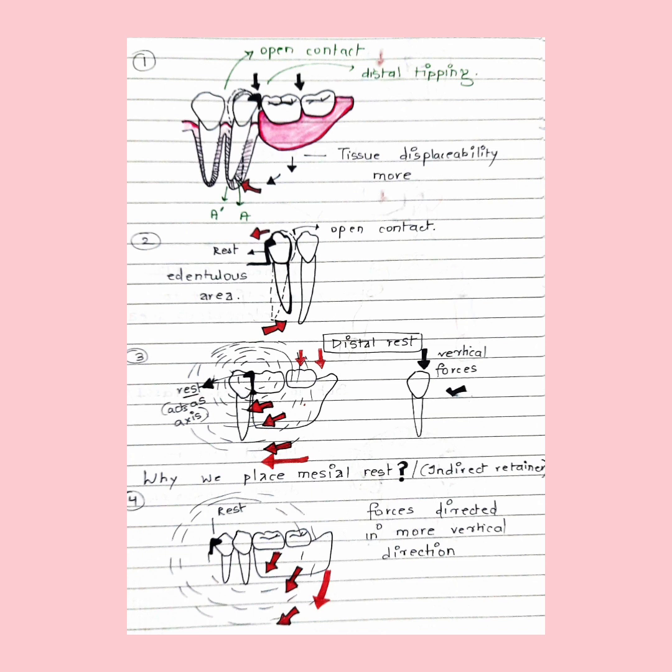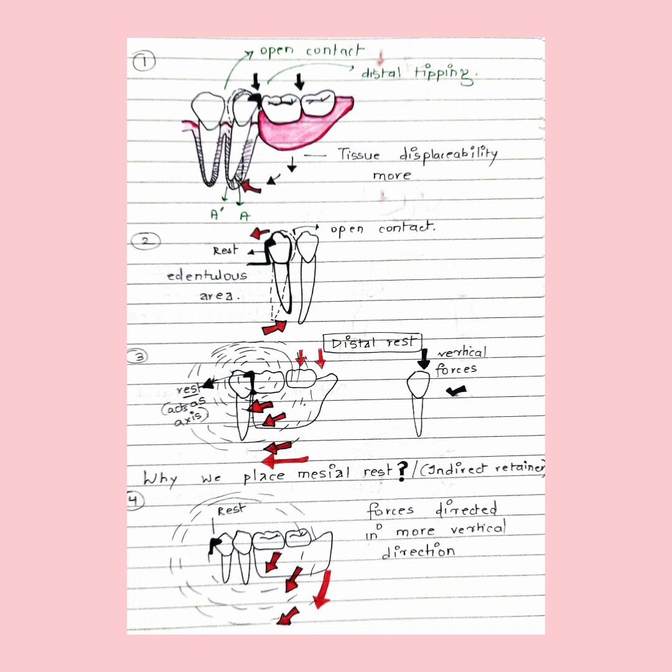The third picture is depicting the same thing, that is due to the distal rest, there will be off-vertical or horizontal forces which will cause distal tipping of the abutment tooth, as this rest is acting as an axis of rotation. The fourth picture is the real reason why we place a mesial rest or indirect retainer, because the forces directed are more in a vertical direction here, because the axis of rotation is far away from the denture. This point you must consider whenever you are designing RPD for Kennedy's class 1 and 2.